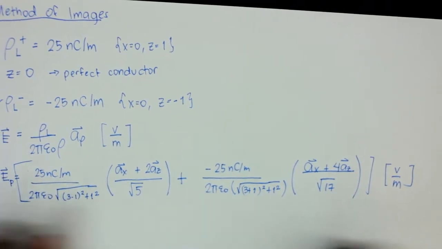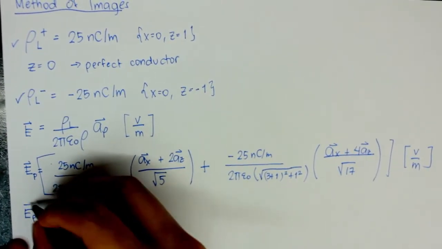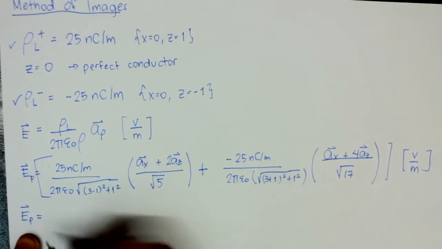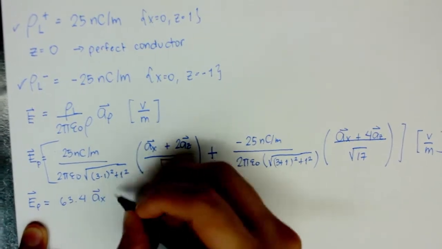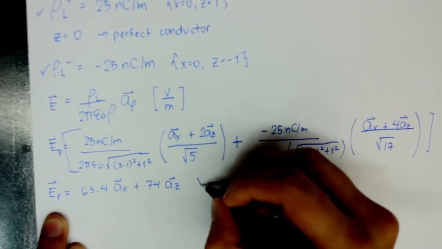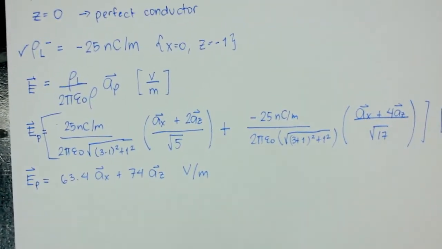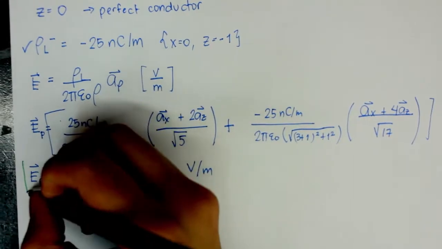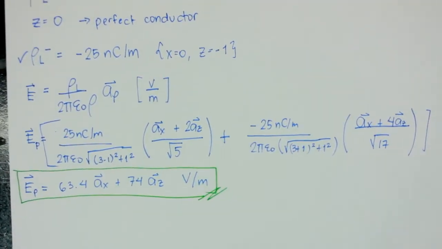So, everything is given, then I can compute the total electric field at point P. That's 63.4 ax hat plus 74 az hat volts per meter. So that's the electric field at point P. Okay.